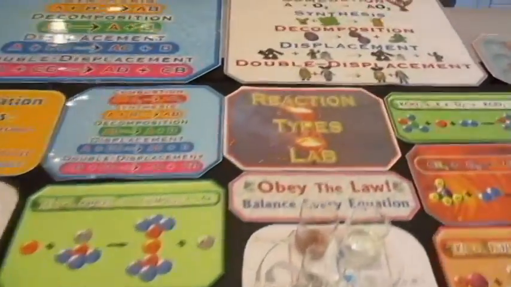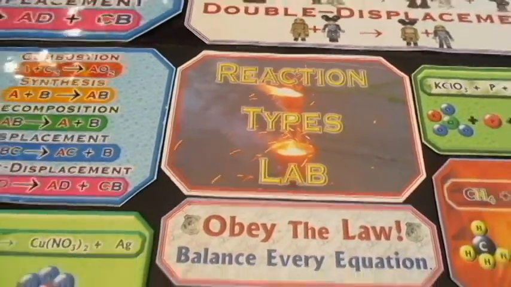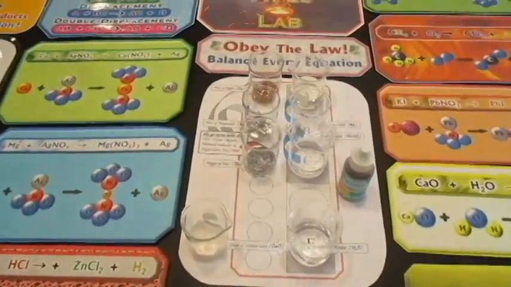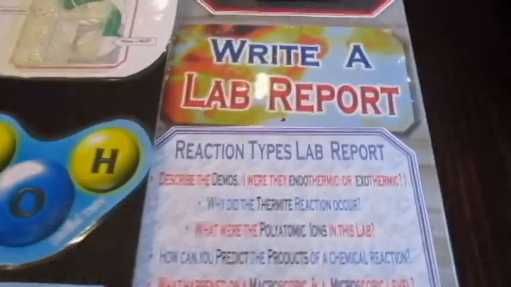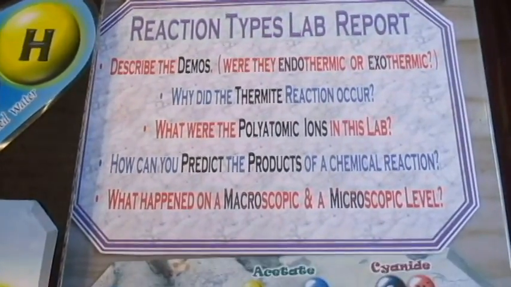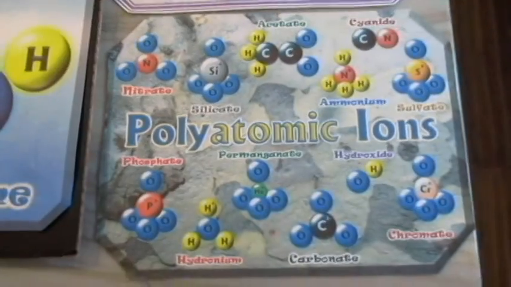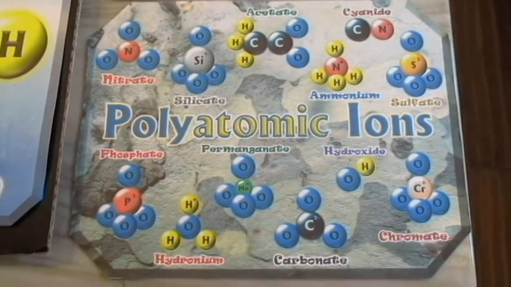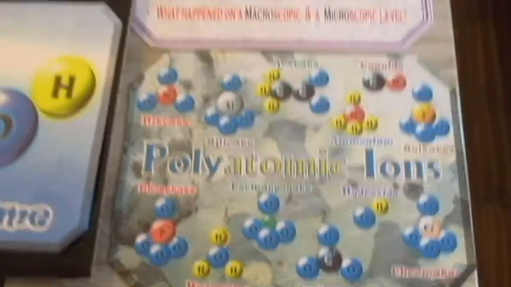So the reaction types lab is basically to understand the language of chemistry and to learn how to balance equations. We're going to see a whole bunch of different reactions, a whole bunch of different chemicals. And in the lab report, it's going to ask you about those polyatomic ions. So just remember, there's a whole bunch of polyatomic ions. Here's many of the ones that we are likely to see. And don't forget to include the ones from the demos.